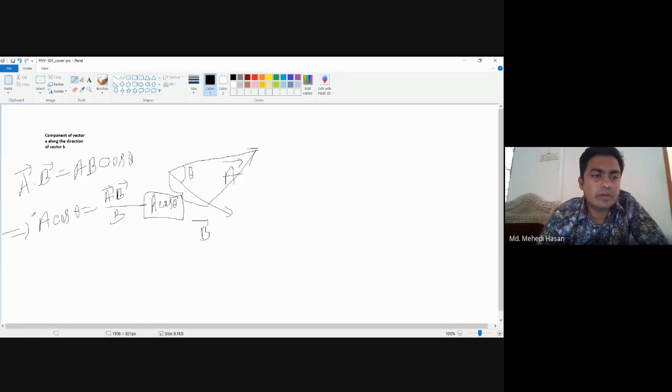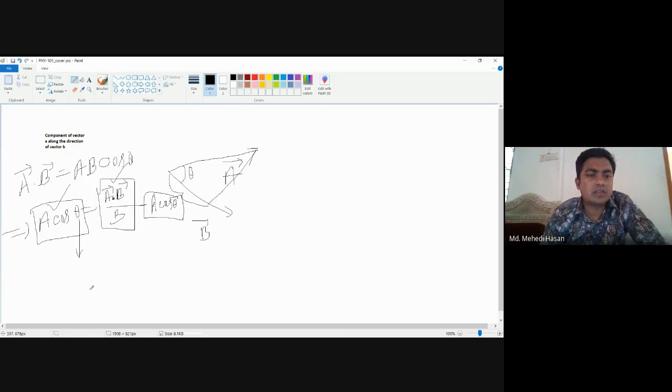Then in this case, you can find A cos theta if theta is given, or apply this formula, A dot B divided by B, and the answer will remain the same, because both answers are the same. So just A cos theta or A dot B divided by B represents the component of vector A along the direction of vector B.